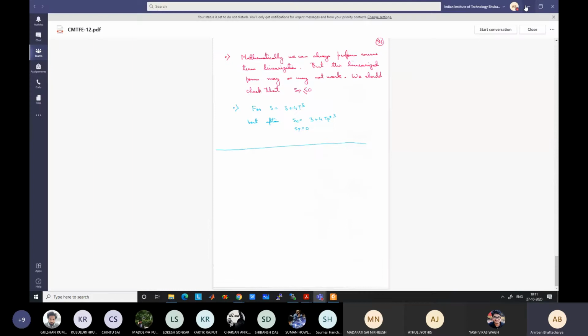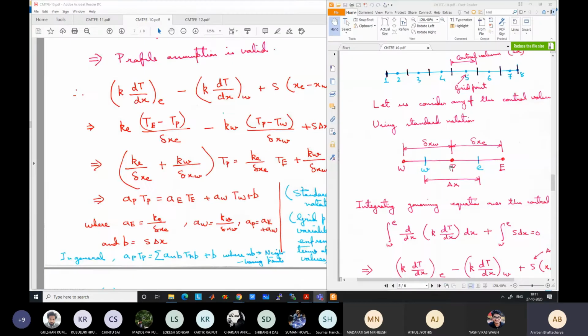So consider any grid point, like the control volume P, which goes from small w to small e, represented by the grid point P at the center, having a length delta x. If we discretize the equation, we get a form APTP equal to AET plus AWTW plus B, where AP is the coefficient for temperature at this grid point P, and AE and AW are the coefficients for temperature at the neighboring grid points. Here we have two neighboring grid points.